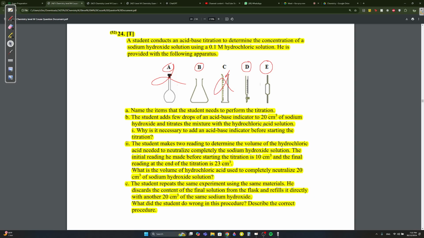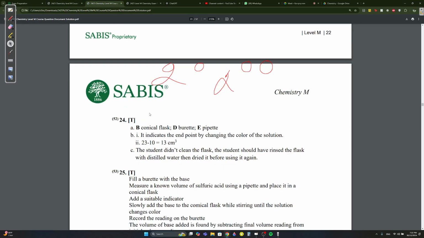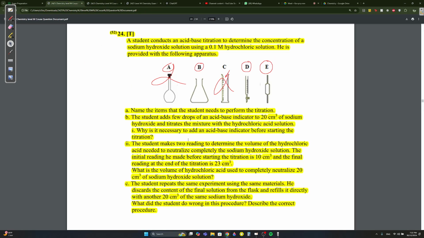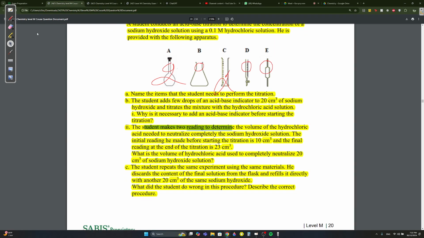The student adds a few drops of an acid-base indicator to 20 centimeter cube of sodium hydroxide, and titrates the mixture with a hydrochloric acid solution. Why is it necessary to add an acid-base indicator before starting the titration? Because you want to see the change in color, no? It indicates the endpoint by changing the color.